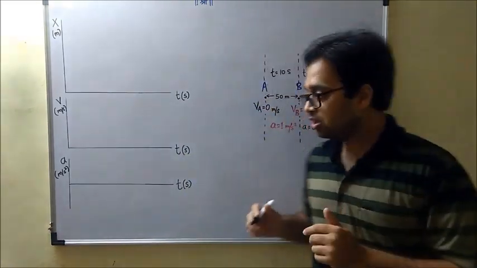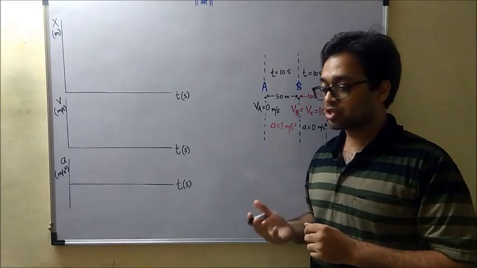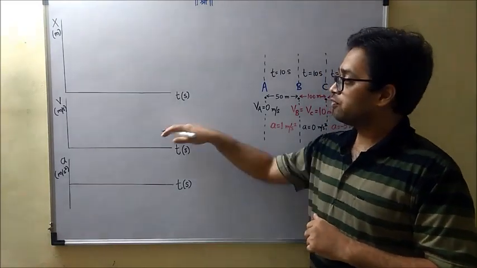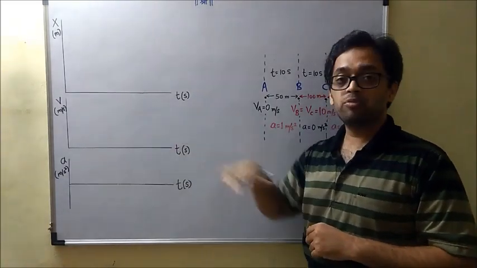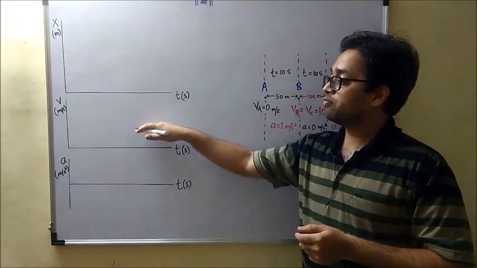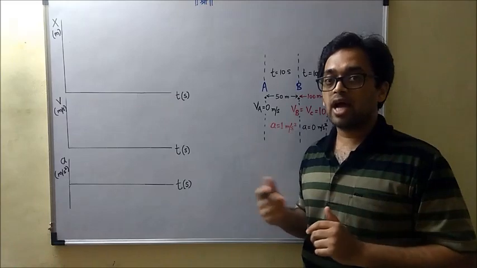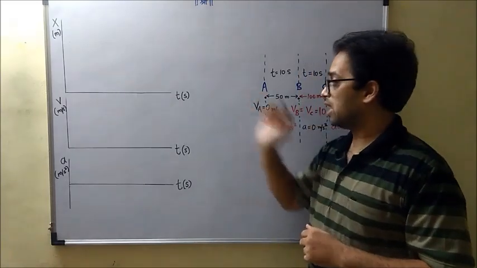Now let us try to apply the basics of derivative and integration. What we have learnt is: the area of the VT curve will give me XT, the area of the AT curve will give me VT, the slope of the XT curve will give me VT, and the slope of the VT curve will give me AT. These are the only four takeaways that we had from the basics of derivative and integration. We will try to apply them.